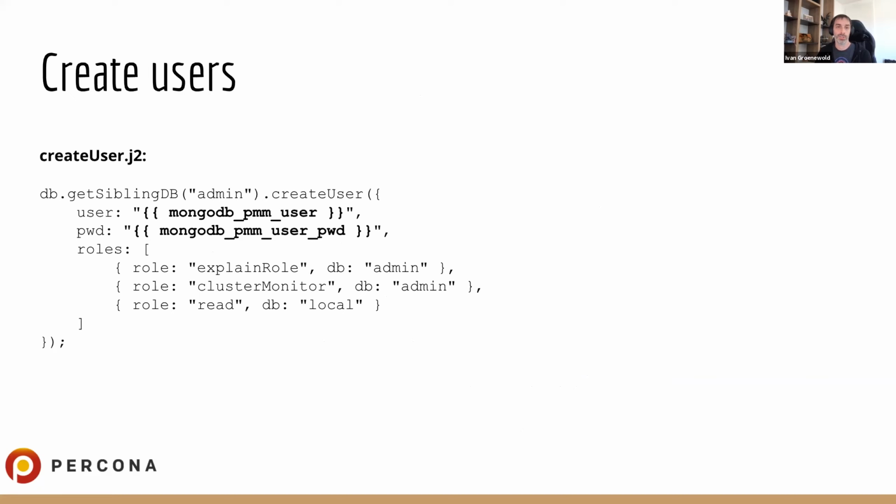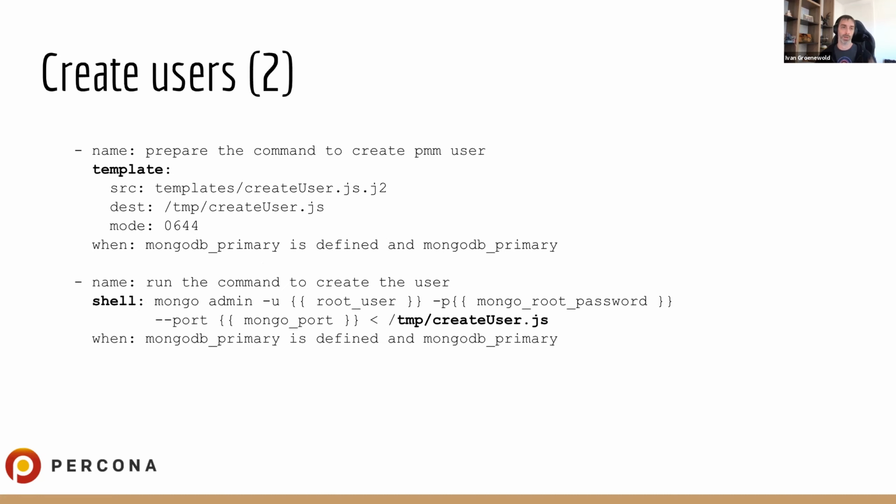To create the users, we can also use templates. That way, we don't need to hard code any privileges. And the roles list could also be generated dynamically. In this case, we have a fixed list of roles for the different groups that are required for the monitoring user. And then again, we call the template to render it in place and then run it through the Mongo shell to create the user, okay?